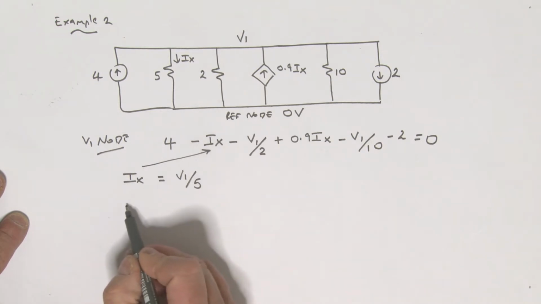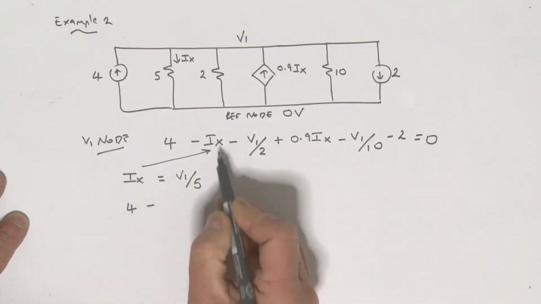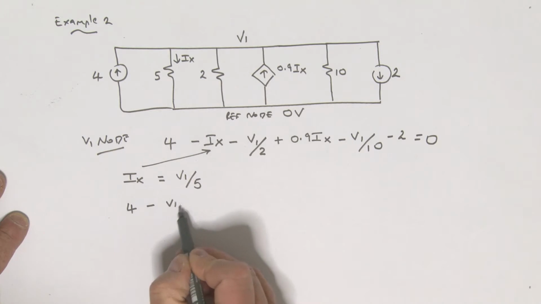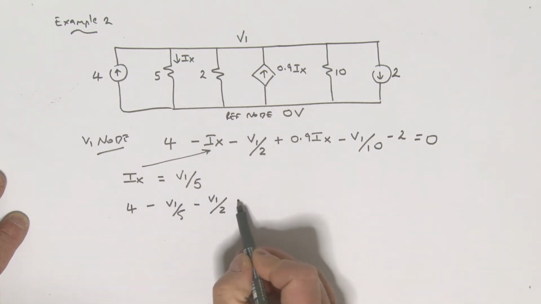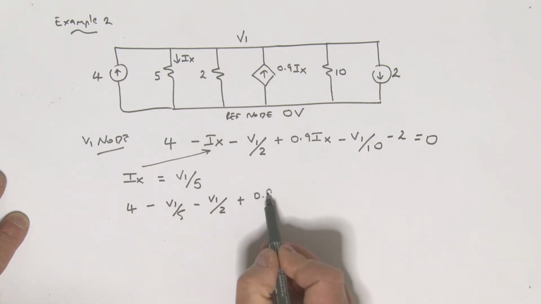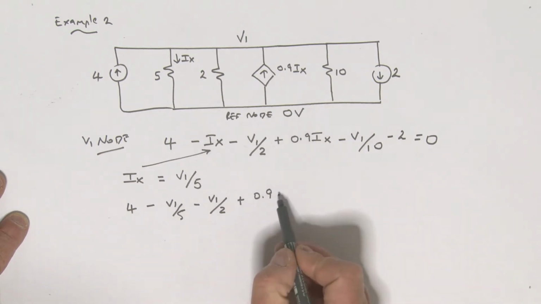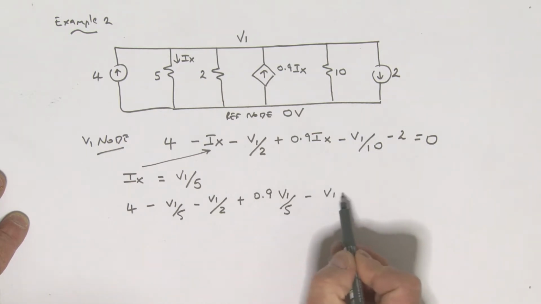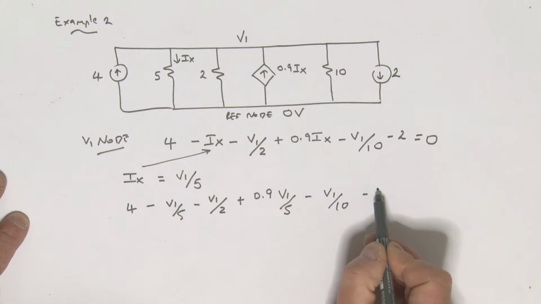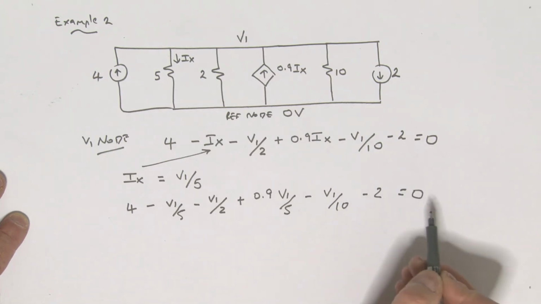So what do we have? We have 4 minus IX, which is V1 over 5. I have a minus V1 over 2. I have the plus 0.9 IX. Remember IX is V1 over 5, minus the V1 over 10, and then the minus 2, and all of that is equal to 0.